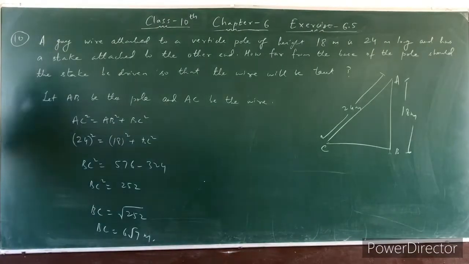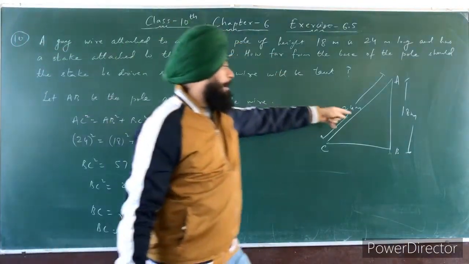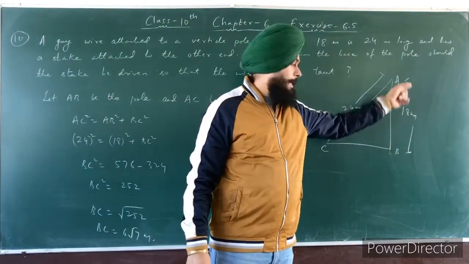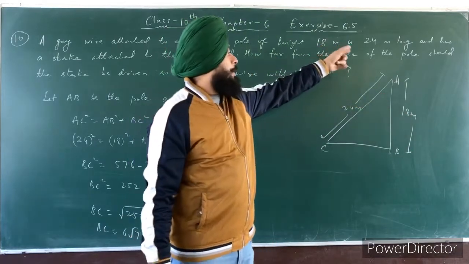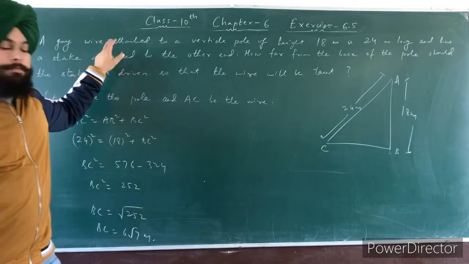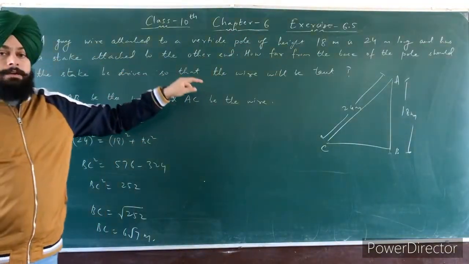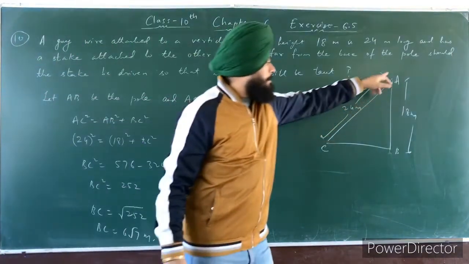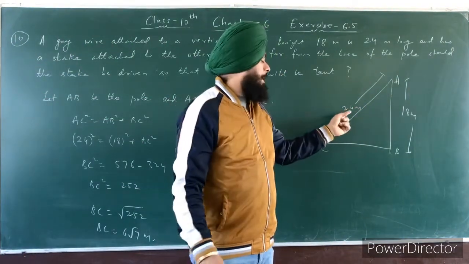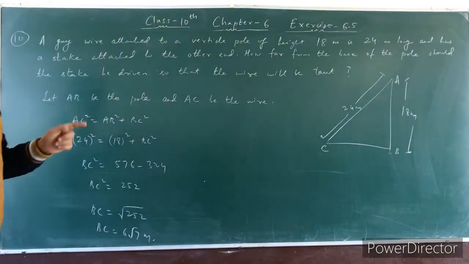Next, this is your question number 10. A guy wire attached to a vertical pole of height 18 meter. The height of pole is given, that is 18 meter, is 24 meter long. So 24 meter is the length of wire. Alright. And has a stake attached to the other end. So you can see here, AC is the length of wire, which is given 24 meter. Clear?